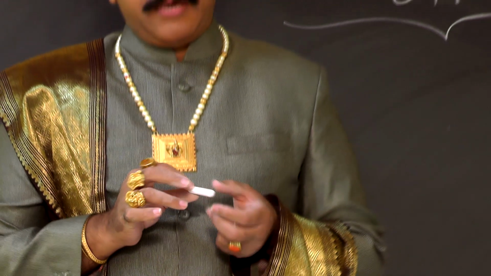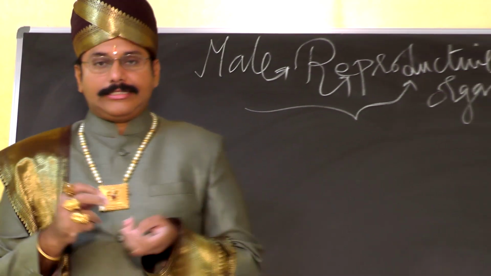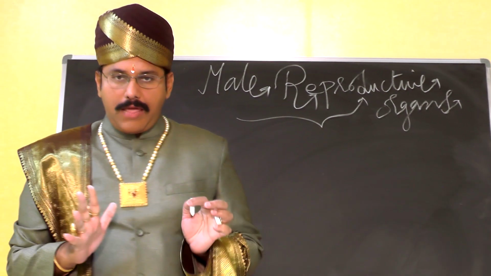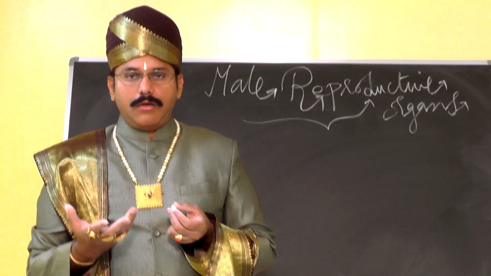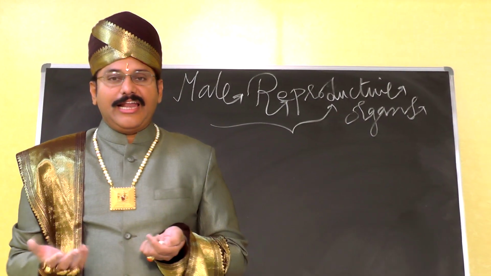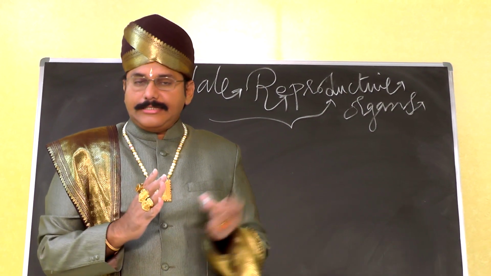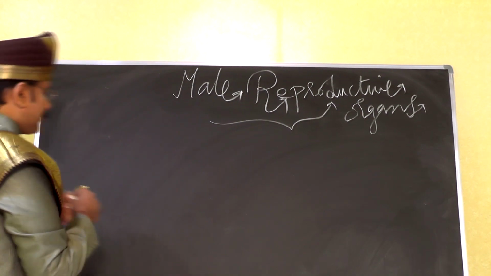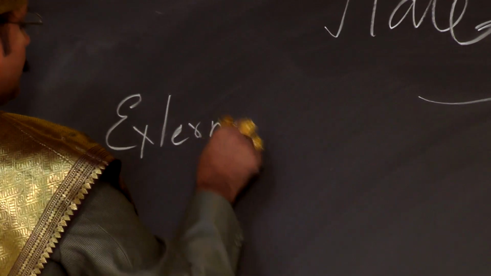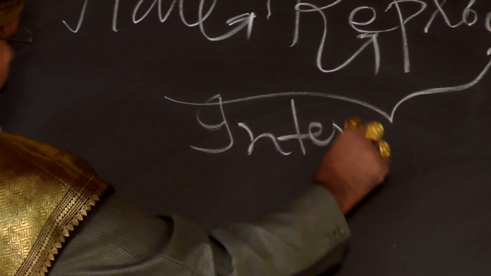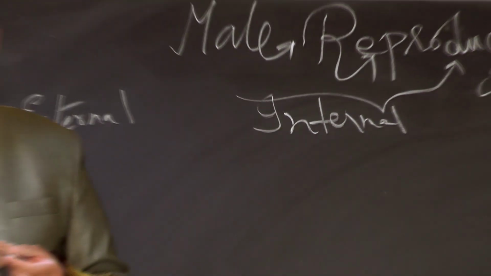Now, male reproductive organs. Let us discuss the male reproductive organs. First, let us name all those organs which are related to reproduction. These are basically divided into two groups: the external genital organs and the internal genital organs.